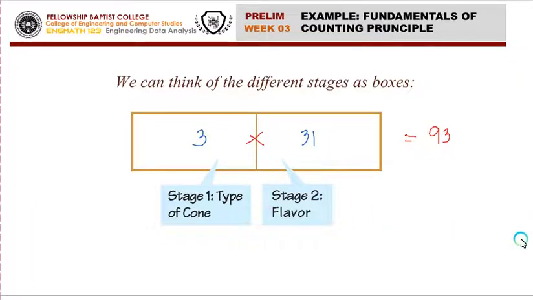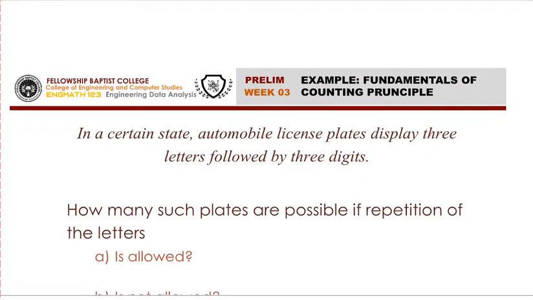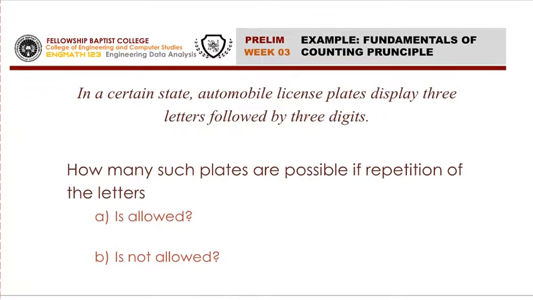Okay, so let us have a more complicated example of an application of the fundamental principle of counting. In a certain state, automobile license plates display 3 letters followed by 3 digits. So you have three letters for the license plate followed by 3 possible digits. The question is, how many such plates are possible if repetition of the letters is allowed? For the second question, if the repetition of letters is not allowed.